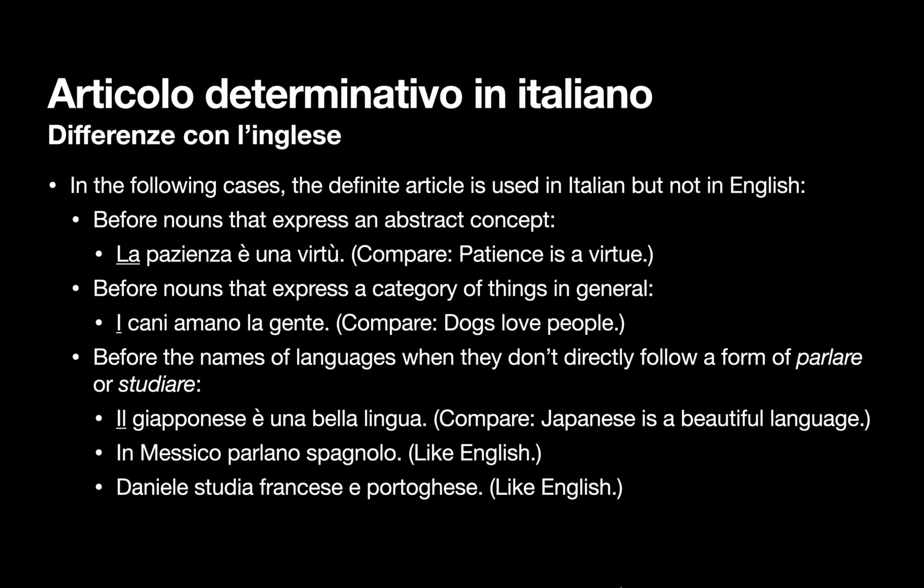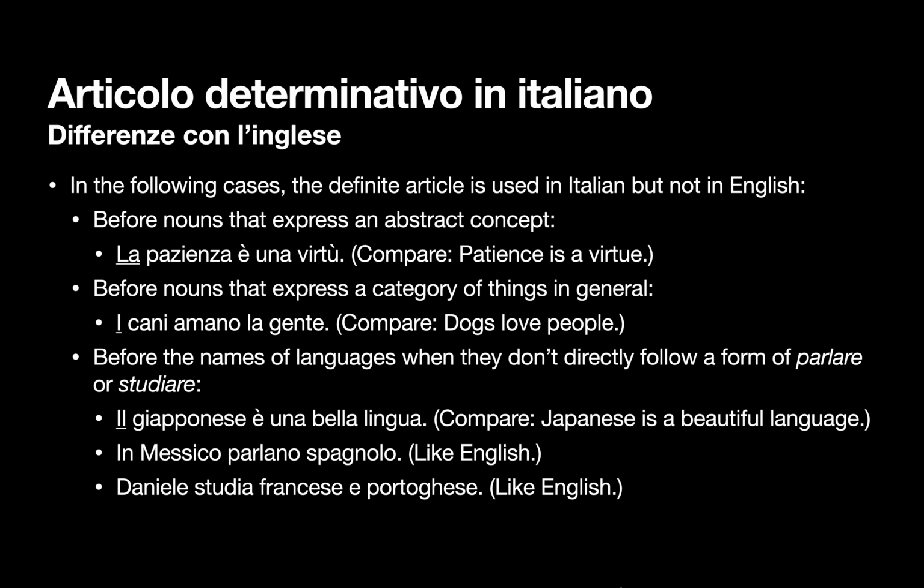Italians also use the definite article before nouns that express a category of things in general. So where we would say dogs love people, meaning dogs in general love people, in Italian they would say i cani amano la gente. I cani.